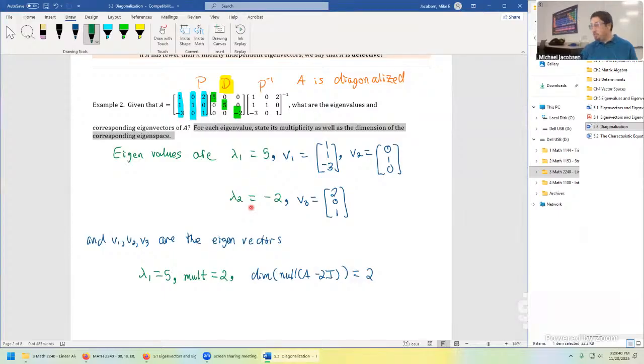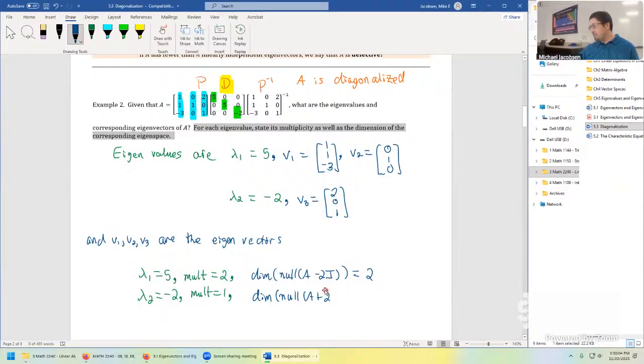Then do it again for the second one, lambda 2 equals -2. This one has multiplicity 1. There's only one eigenvector. It's automatically linearly independent as a set because it's not the zero vector. So it tells us the dimension of null A plus 2I.